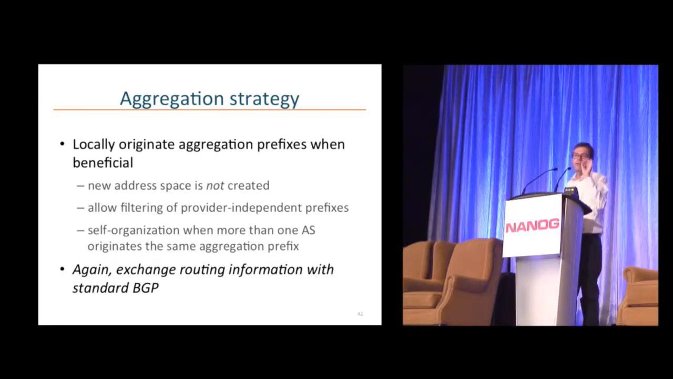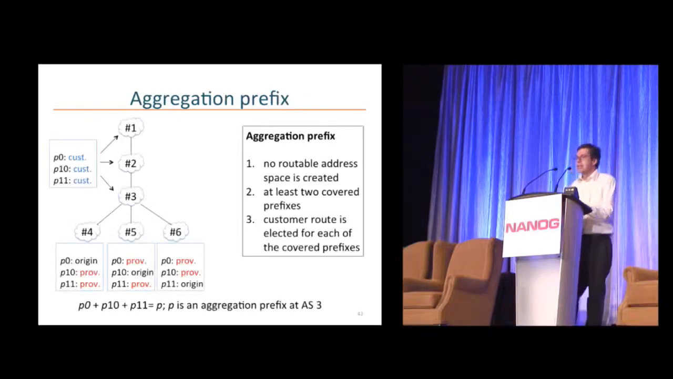I will go through a very simple, even a very simplistic example of the aggregation strategy. So in this example, AS1 is a provider of AS2, who is a provider of AS3, AS3 is a provider of AS4, AS5, and AS6. AS4 originates prefix P0. That's prefix P appended with a 0. AS5 originates P10, and AS6 originates P11. Okay. P0 together with P10 and P11 make the address space of P. Nodes AS1, 2, and 3, they elect customer routes to reach each of these prefixes.